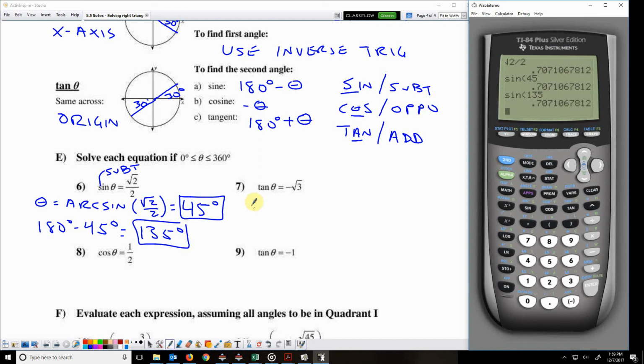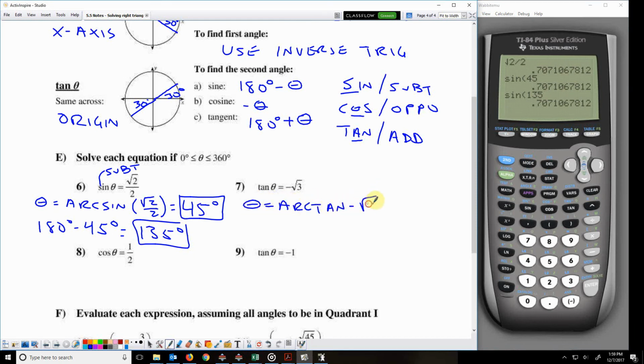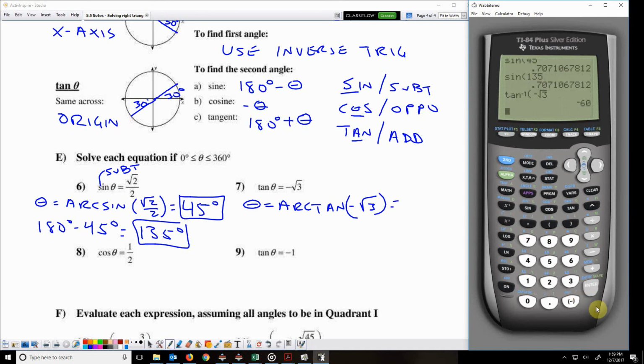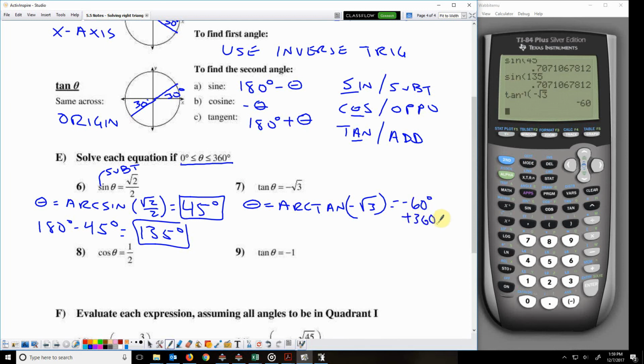Okay, number 7, theta is arctangent, opposite of the square root of 3. Second, tangent, negative square root of 3. Negative 60 degrees. Okay, the problem is my two answers are supposed to be between 0 and 360. So I need a coterminal angle between 0 and 360. So plus 360 is 300 degrees. Tan has an A for add.